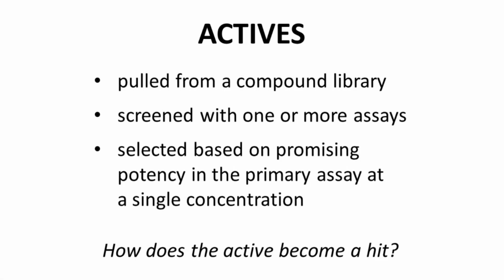Let's review actives. Actives normally come from compound libraries. Actives are selected from the library based on their promising activity in the primary assay. Keep in mind that because the library may be huge, millions of compounds, each library compound is assayed at a single concentration. Based on this information, how are actives advanced as bona fide hits in a drug discovery program?